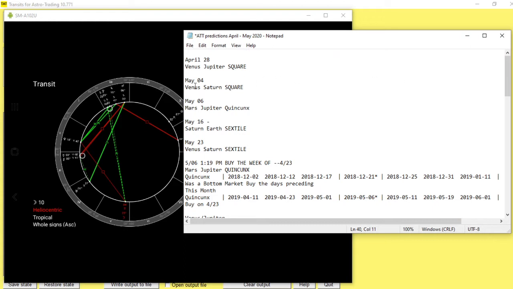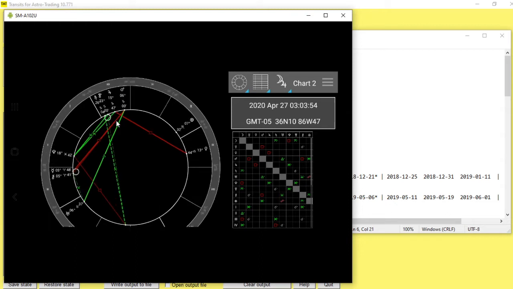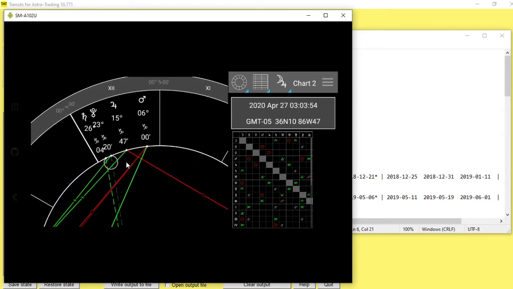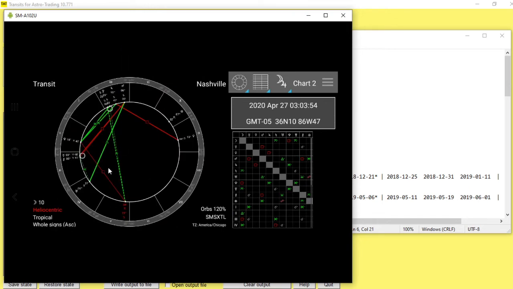But, yeah, May 4th, Venus Saturn squares. So we're going to look at some historical Venus Saturn squares here because that's another big thing. So you're really balancing the Venus Jupiter square up here with the Venus Saturn square. Those are the big ones. How's Mercury going to deal with that? That's really what I'm looking at.